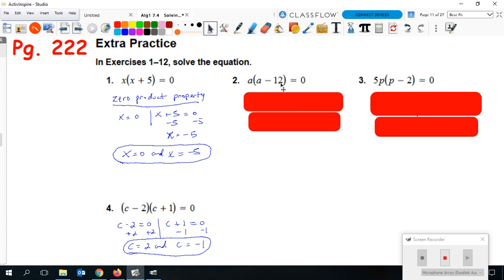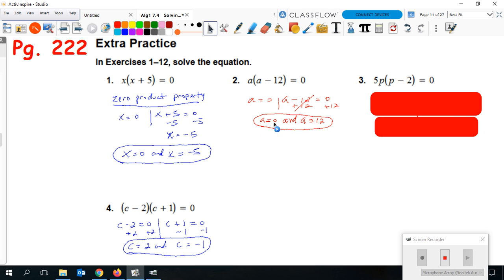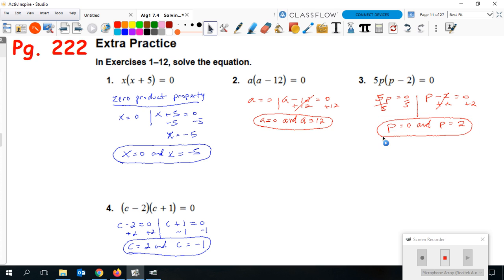All right, so hopefully you have answers for 2 and 3. So your zero product property should look like this. Set a equals 0, set a minus 12 to equal 0, and then just add 12 to both sides. Cancels there. So answers will be a is equal to 0 and a is equal to 12. 0 and 12 are the 2 answers. Number 3, 5p will equal 0 and the p minus 2 will equal 0. If you divide by 5 here to undo the 5 times p, 0 divided by 5 would still be 0. In this one, you're just going to add 2. So your answer is going to be p is equal to 0 and p is equal to 2.